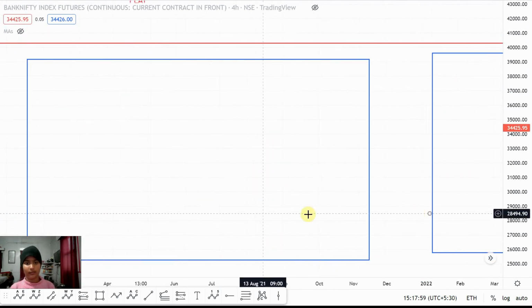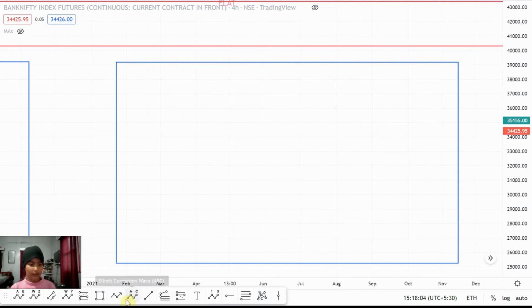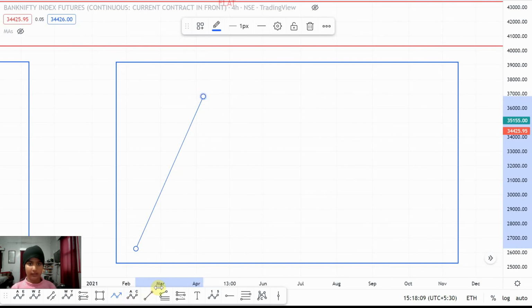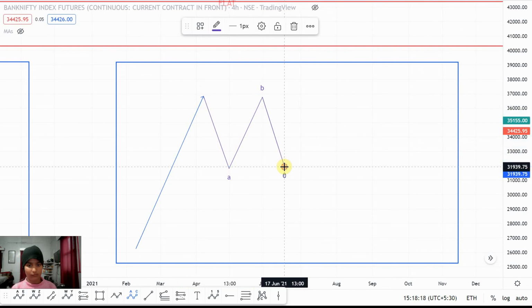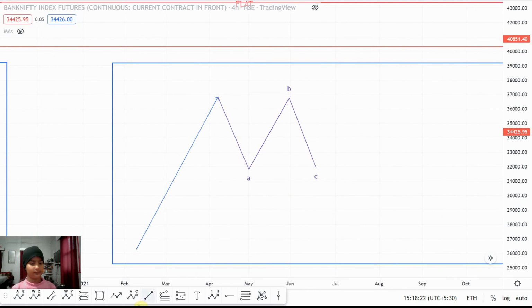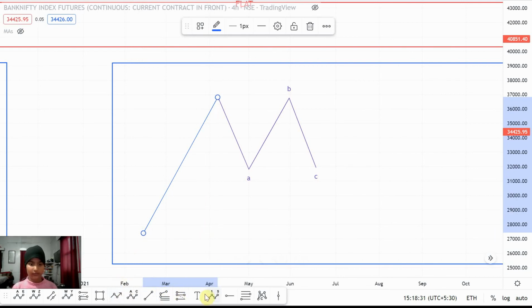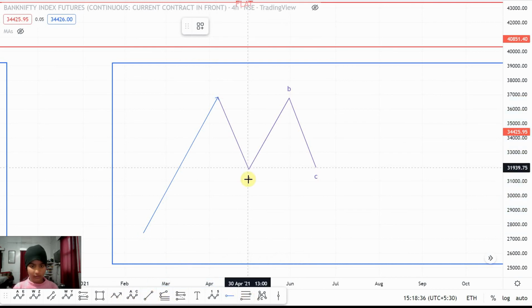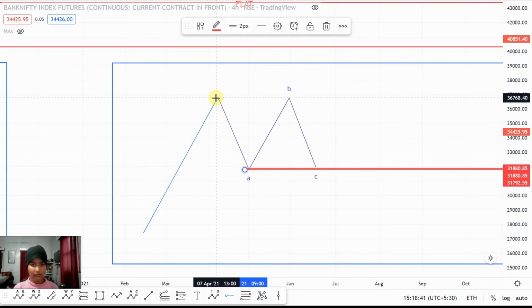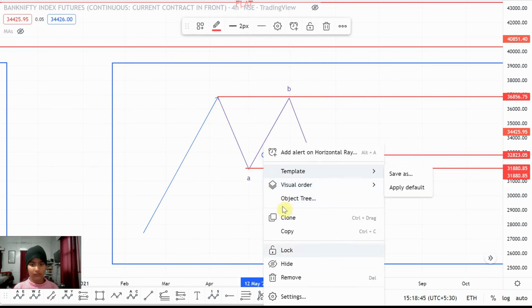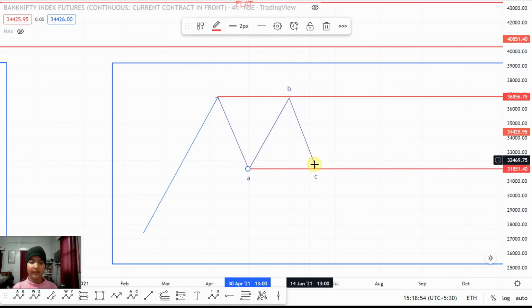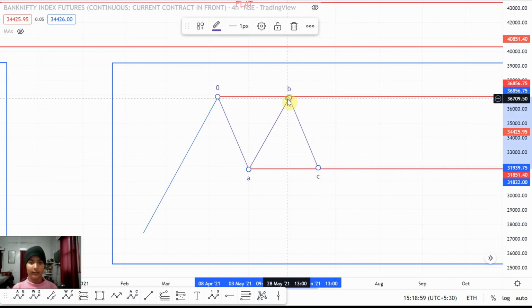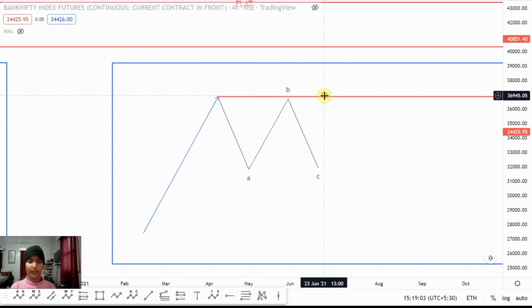Now let's come to this one box. Again impulse, and now this is a regular flat. For this regular flat, this C wave cannot cross the A, and the B wave cannot cross the 0. This is a regular flat structure.